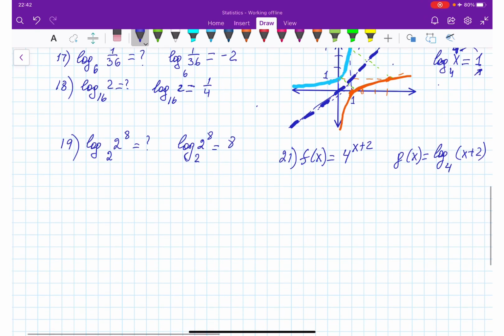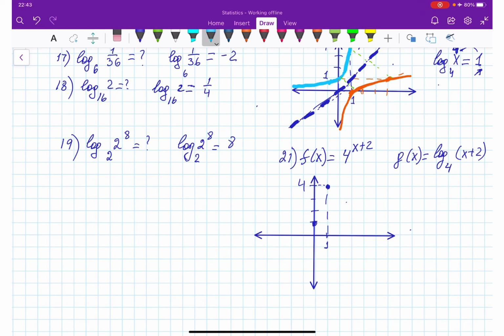So let's build 4 to the power x plus 2. If this is our graph, 1, 2, 3, 4, and this is 1. One point, and this is the other point, 0, 1. Yes? So this is 4 to the power x, which means 4 to the power x plus 2 is going to be shifted by negative 2, right? Which means here 0, 1 will become negative 2 and 1, right?